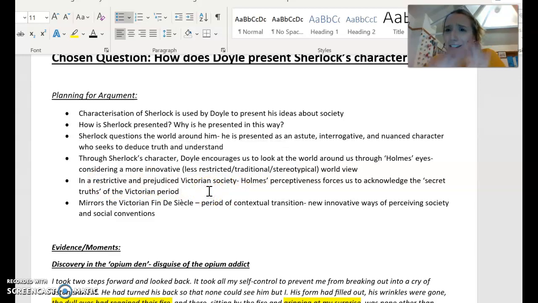He's not restrictive. He does whatever he wants. He doesn't follow the rules of society. He doesn't align with prejudices. We talked about class prejudice and gender prejudice. He doesn't seem to align with those.